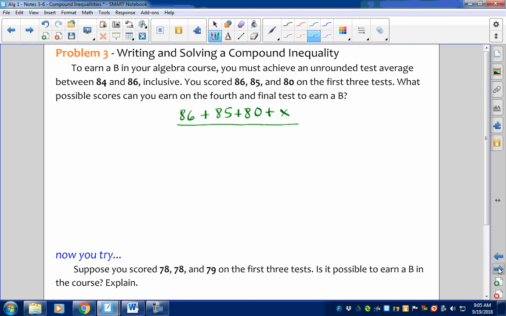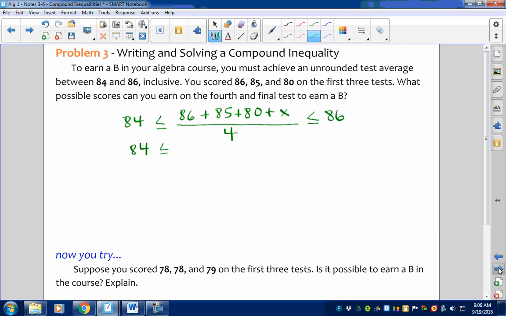So 1, 2, 3, there's 4 tests. You've got to divide by 4 to get the average. And you want to stay between, yeah, I guess you could try and get better, but you're going to have to get between 86 and 84. So this is what we call a compound inequality. And there is a shortcut for solving these. Rather than breaking this into 2 pieces like I did earlier, we can solve it all at once. You may have seen this before. It looks like this.